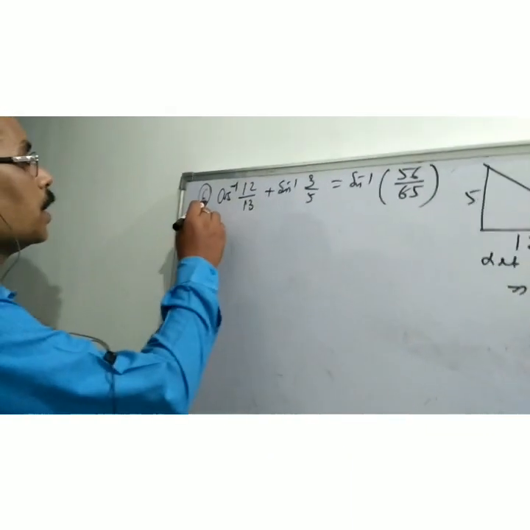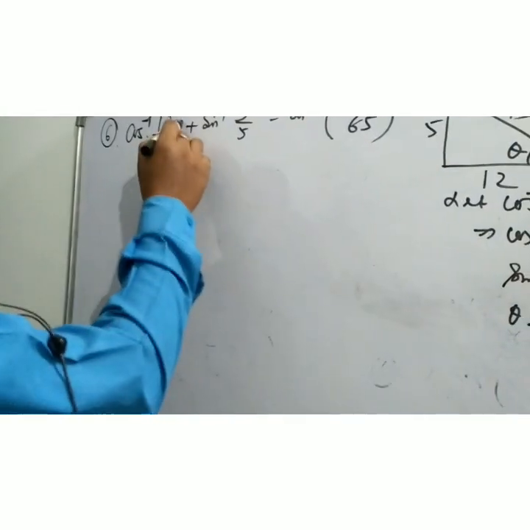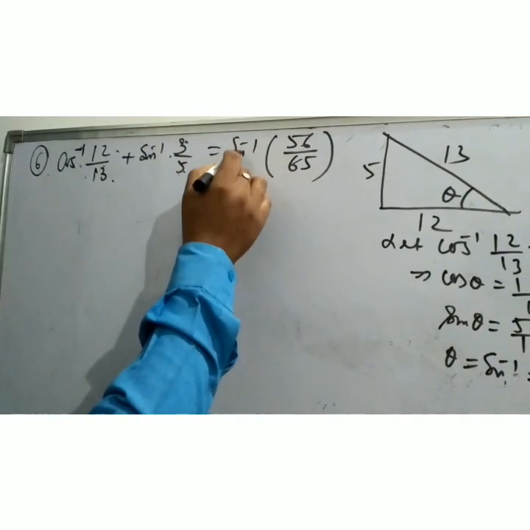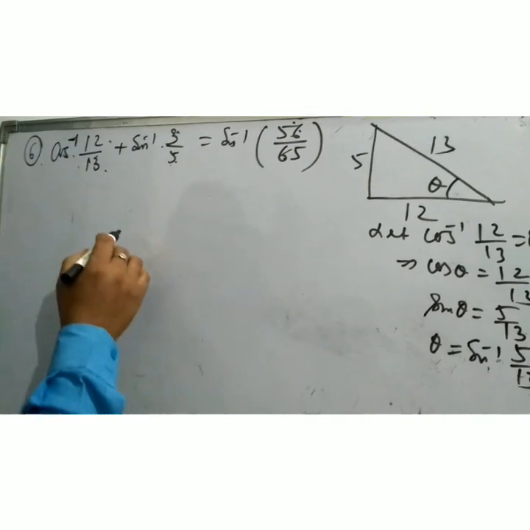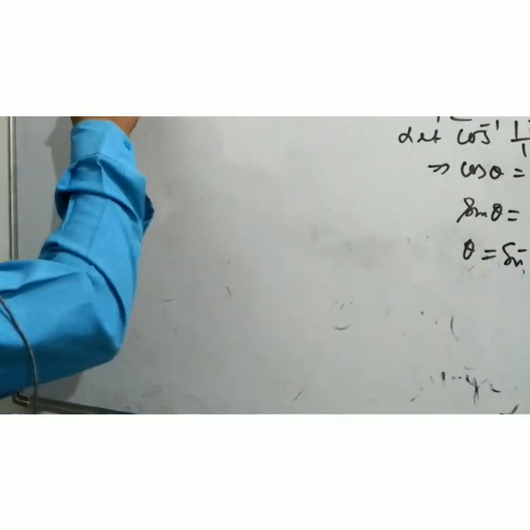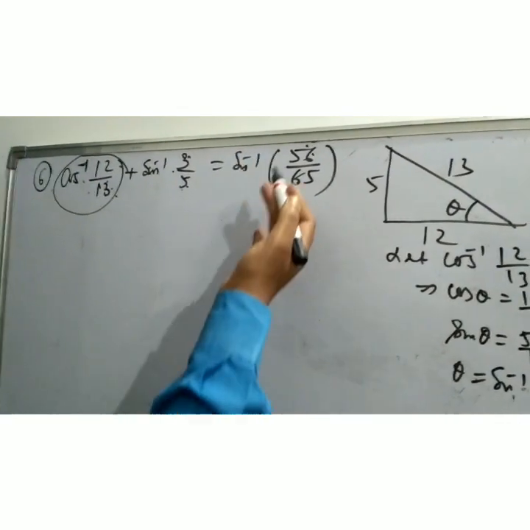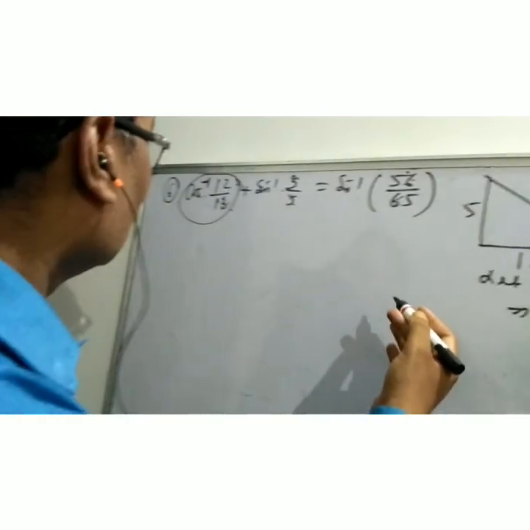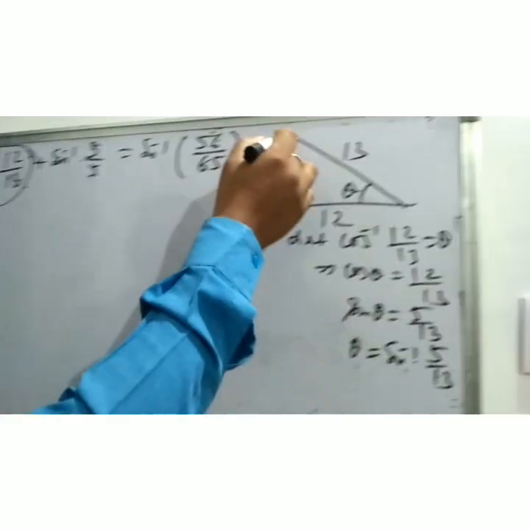Now question number 6. In this question, there is cos inverse 12 by 13, sin inverse 3 by 5, and you have to prove sin inverse 56 by 65. In this case, there is sin inverse. So if you convert the cos inverse into sin inverse form, then you can easily find the value. How can we convert it? It is very helpful to use the geometrical process.